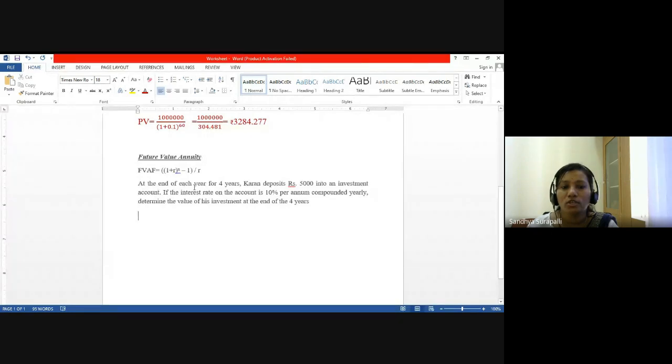At the end of each year for 4 years, Karan deposits 5,000 rupees into an investment account. If the interest rate on the account is 10% per annum, compounded yearly, determine the value of his investment at the end of 4 years. So Karan is depositing 5,000 at the end of the year for 4 years.